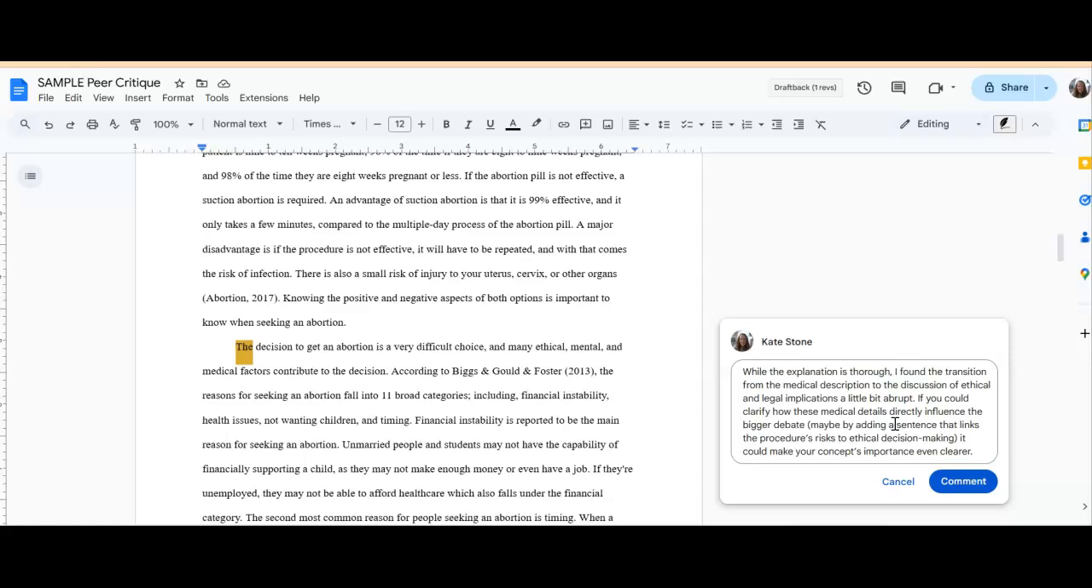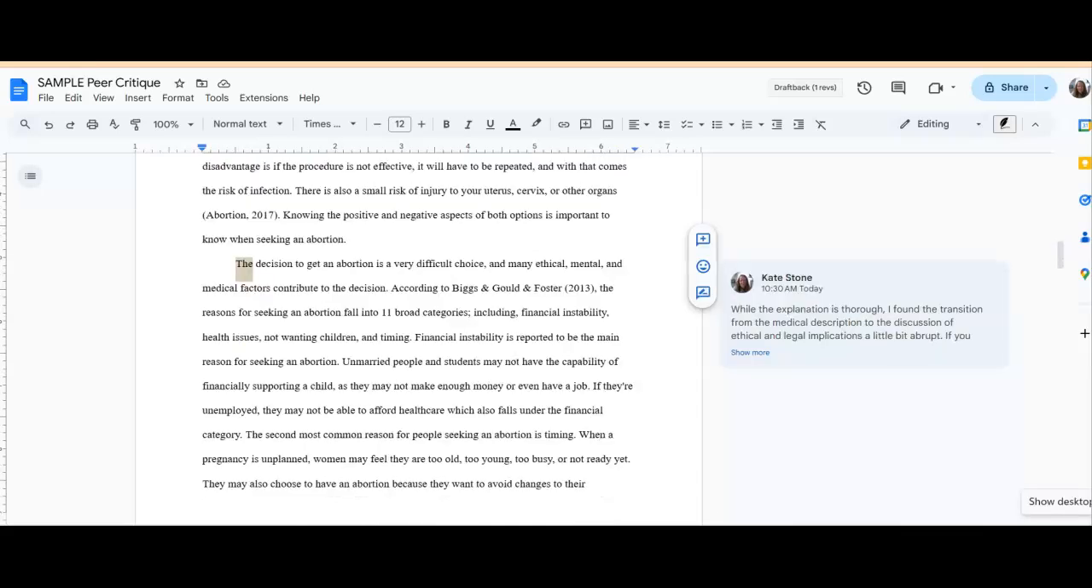You know, what is an ethical decision? Maybe that's something that they're going to want to define. Then that could make the concept of abortion, since that's the concept that they're talking about, and the importance and understanding of that concept clearer to the audience.